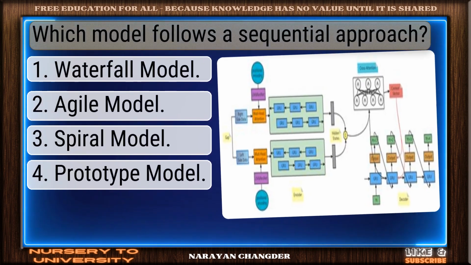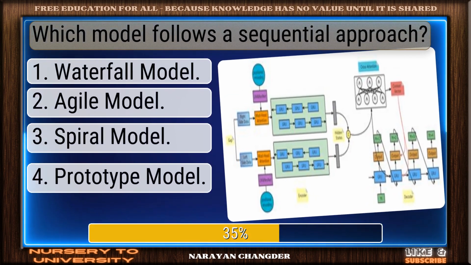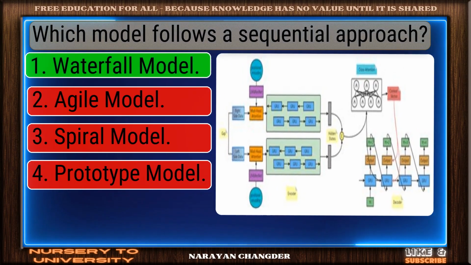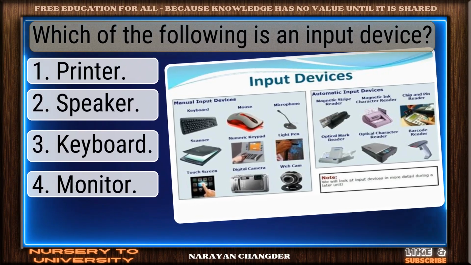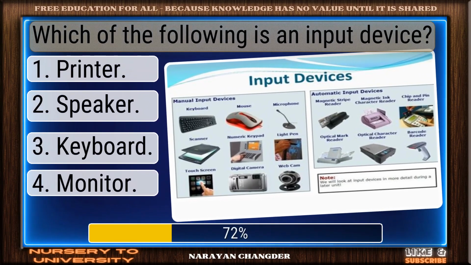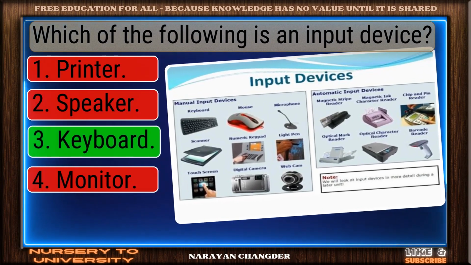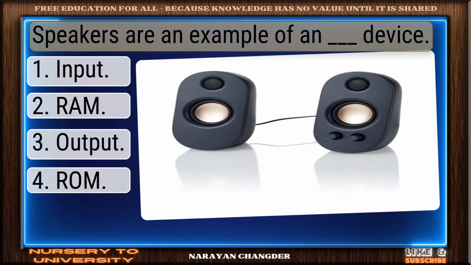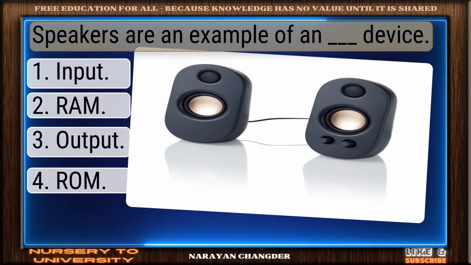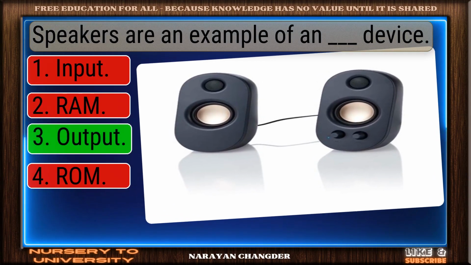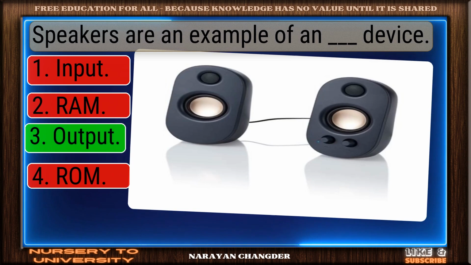Which model follows a sequential approach? You chose waterfall model? Correct. Which of the following is an input device? Clear logic. Keyboard is sound. Speakers are an example of an dash device. Right again. Output is valid.